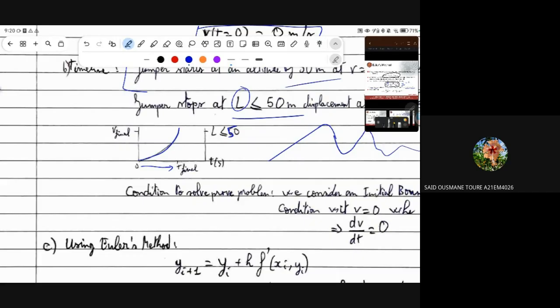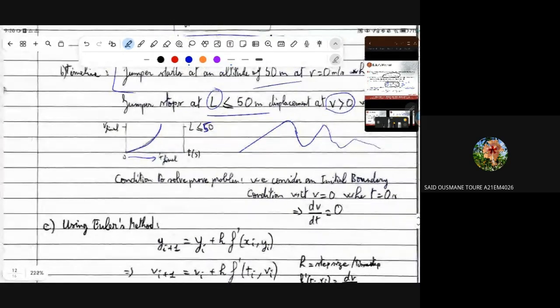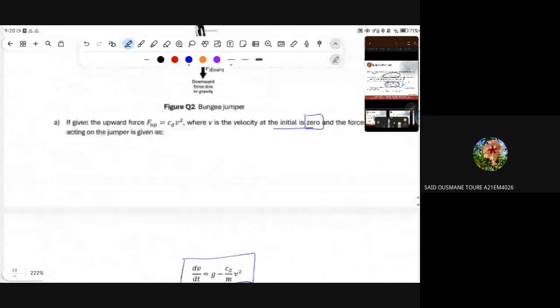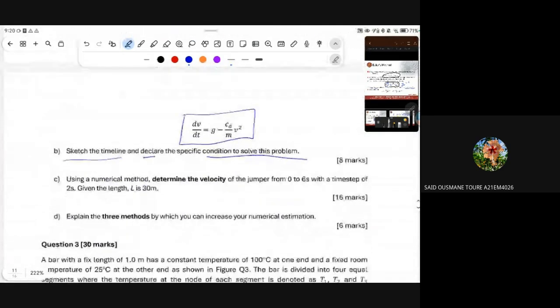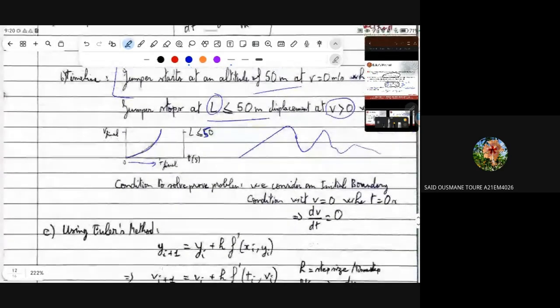Not exactly exponentially, but quadratically, basically. So the condition for this case, because this is the question as well. They ask for the condition. Declare the specific condition to solve this problem. You need to state clearly that we have an initial boundary condition. That's the most important part. Initial boundary condition, initial boundary problem.